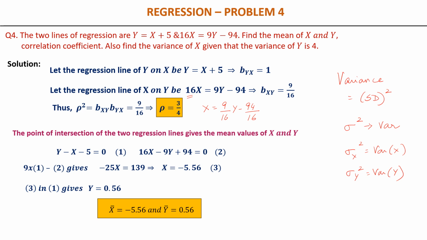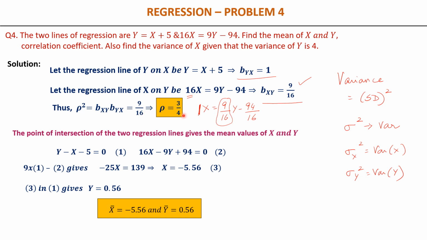So what will be the slope? The slope of this line will be the coefficient of y when the coefficient of x on the left hand side is 1. Yes, we have divided by 16 to make it 1. So the slope bxy is 9 by 16. So we have got both the slopes, the regression coefficients bxy and byx. Now we multiply the two to get rho square, by our formula. So 1 into 9 by 16 is 9 by 16, and rho square is 9 by 16.